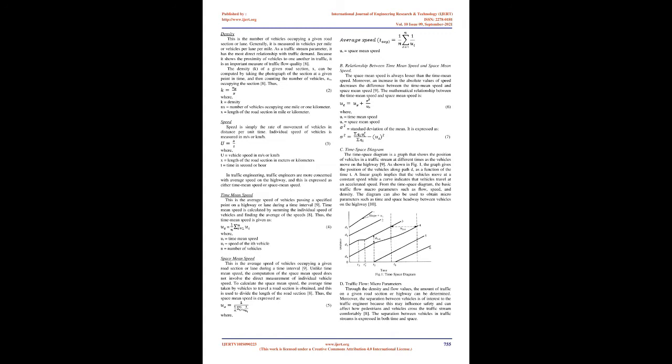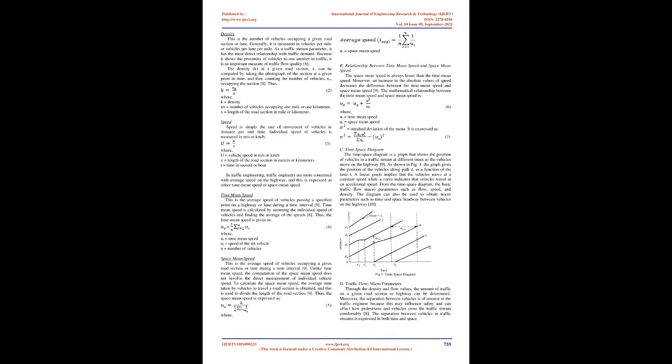As shown in Fig 1, the graph gives the position of the vehicles along path D as a function of the time t. A linear graph implies that the vehicles move at a constant speed, while a curve indicates that vehicles travel at an accelerated speed. From the time-space diagram, the basic traffic flow macro parameters such as flow, speed, and density can be obtained.